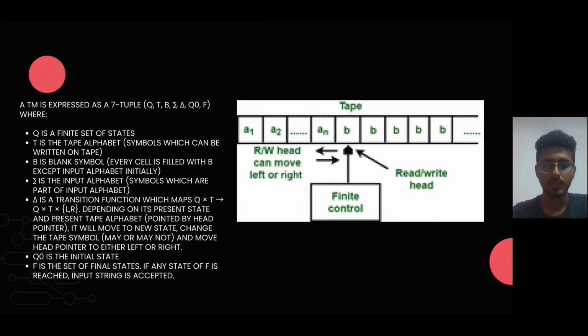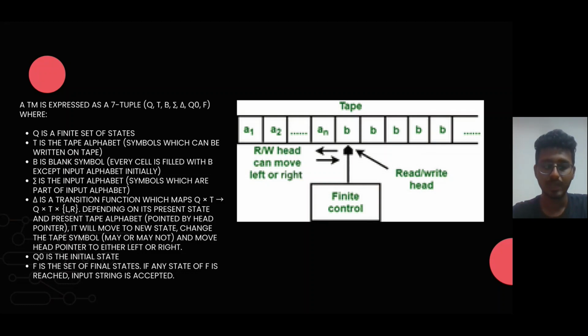So, a Turing machine can be expressed as a 7-tuple, consisting of Q, T, B, Σ, δ, q0, and F. So let us see what these symbols mean. The first symbol is Q, which represents a finite set of states in the Turing machine. T is a tape alphabet, symbols which can be written on tape, such as 0, 1, X, Y, and many more. B is a blank symbol, and every cell is filled with B except the input alphabet initially.